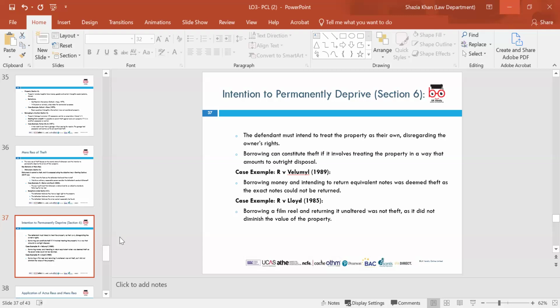The case of R v Velleman 1989 confirmed that if person A takes money from person B intending to repay it, there definitely is an intention to permanently deprive. Person A always intended to deprive the owner, person B, of the particular notes and coins that A took. Again, the fact that A intended to pay the owner back an equivalent sum is relevant only to the question of dishonesty.